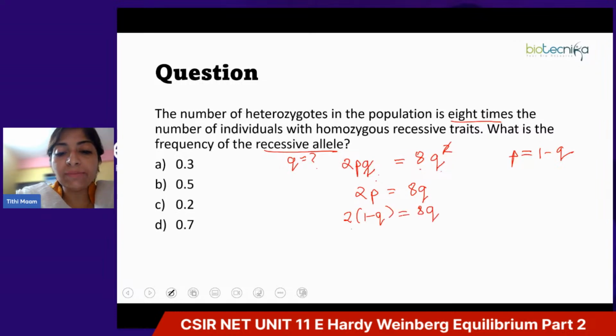Open the bracket. So 2 minus 2q is equal to 8q, right? Now, when you move this to the other side, it will become plus. So 10q will be equal to 2. q will be equal to 2 by 10. When you solve it, it will be 0.2.